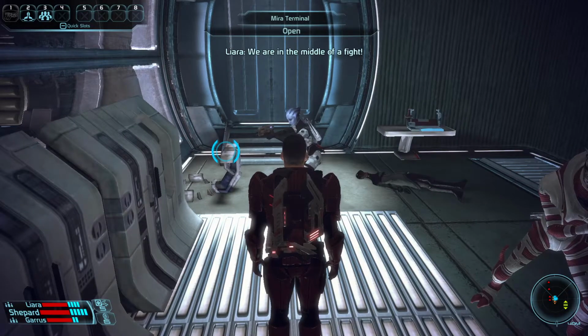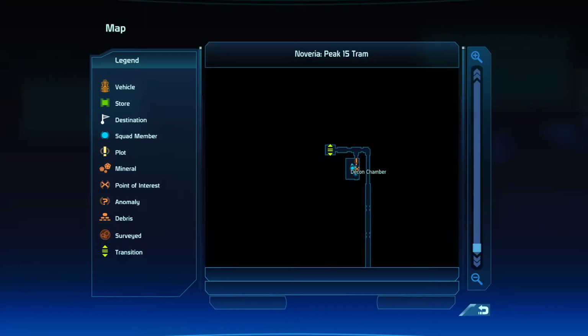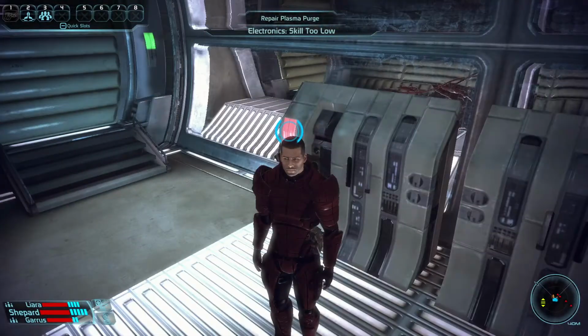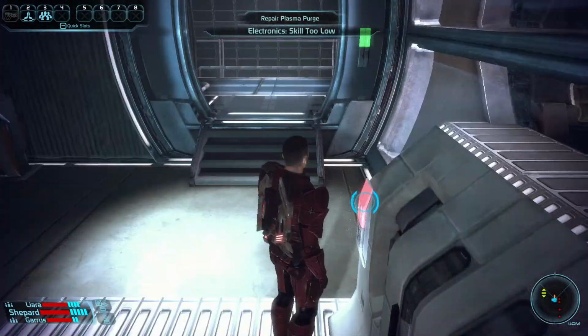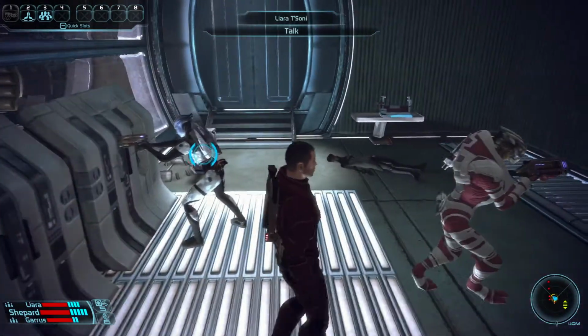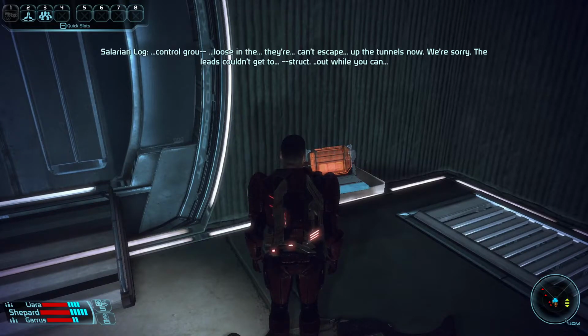We're in the middle of a fight! Control group, loosen them. They're in... Can't escape. The tunnels now. We're sorry. The leads couldn't get to the struck. Get out while you can.